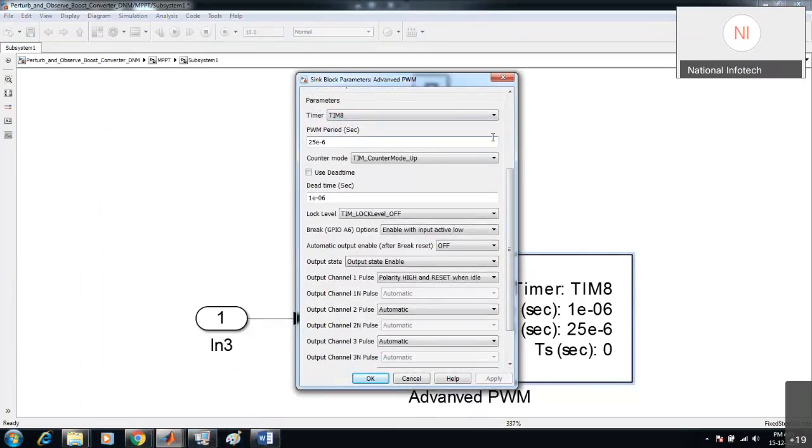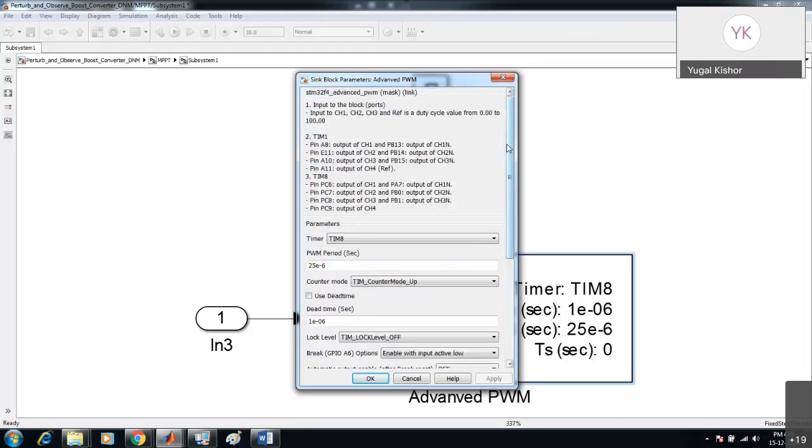Switching frequency. The time period is 25 microseconds, that means 1 upon 25, the switching frequency is 40 kilohertz. Yes, exactly, 40 kilohertz. Timer counter mode up. What is suggested? Timer counter mode up.